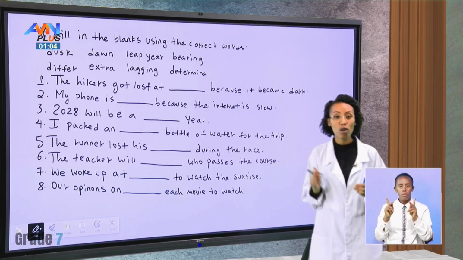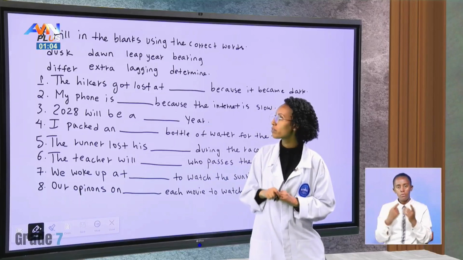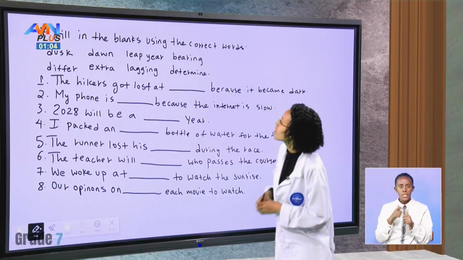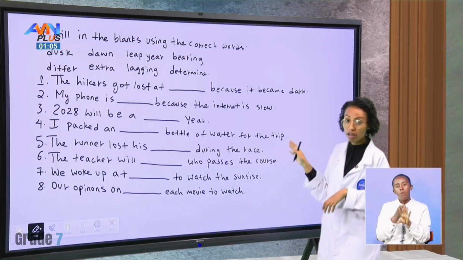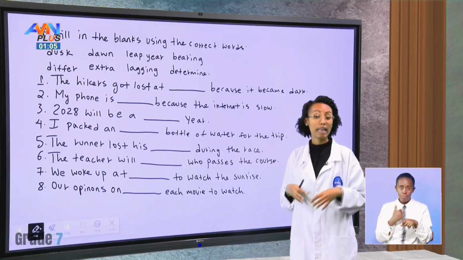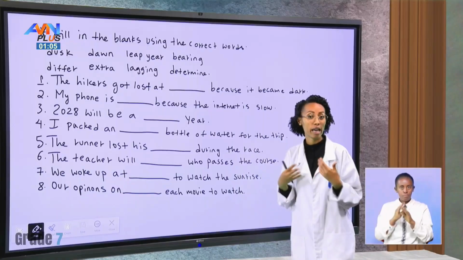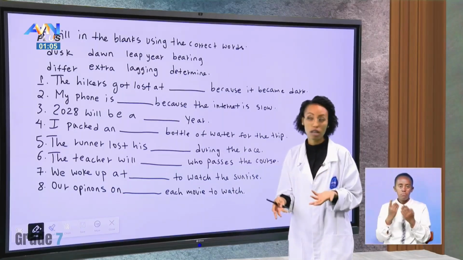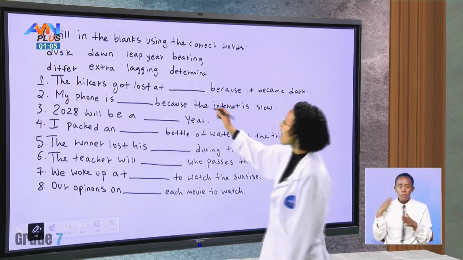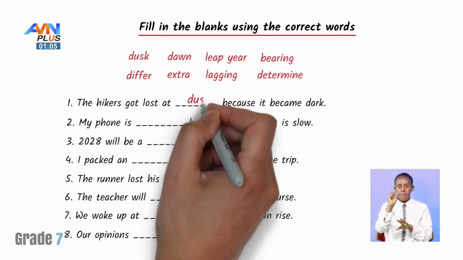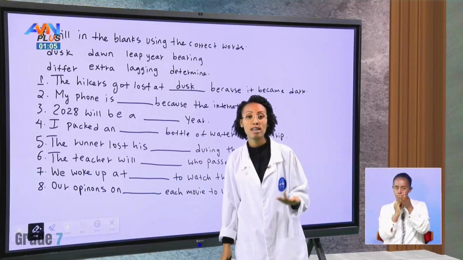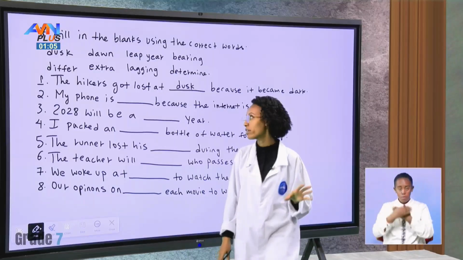Okay, I'm sure all of you have tried your best and you did it really well. So let's see how well you did it. The first one, the hikers got lost at because it became dark. Earlier, we talked about 2 times of day. One of them is getting darker, while the other is when the day is starting. So the opposite of each other. So the first one, if you remember what we said, the hikers got lost at what? Dusk instead of dawn, because dusk is the time of day when the sun has just set. So it's getting darker, but not fully dark.